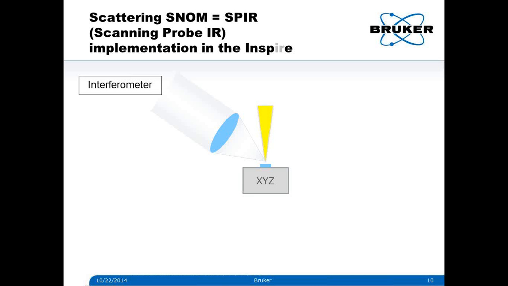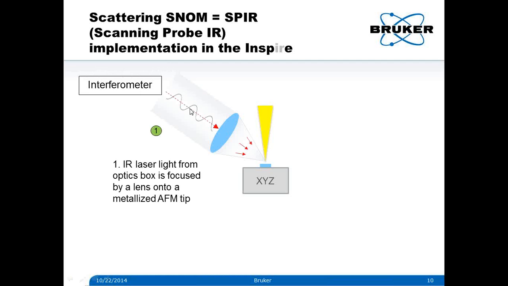And SPIR, scanning probe infrared with the Inspire, is a technique to do so. Here I want to show you the implementation, how it's done. You have an optics box with an interferometer on the left side. From there you have laser light focused down on an AFM tip, on the apex of this tip. Below the tip you have a sample scanner, which means that you actually move the XYZ stage of your sample, and you don't move the tip.